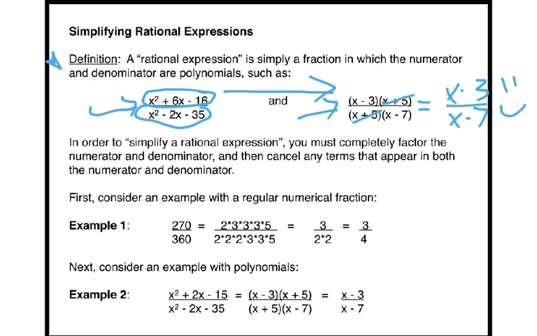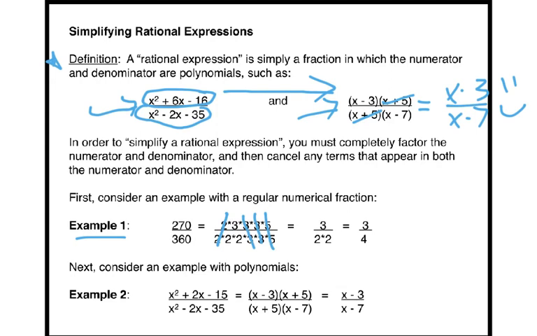First, consider an example with a regular numerical fraction, such as 270 over 360. If you completely factor both numbers, 270 is 2 times 3 times 3 times 5, and 360 is 2 times 2 times 2 times 3 times 3 times 5, you can go through and cancel any terms that are in common. There we go. And I'm left with 3 over 2 squared, which is 3/4.